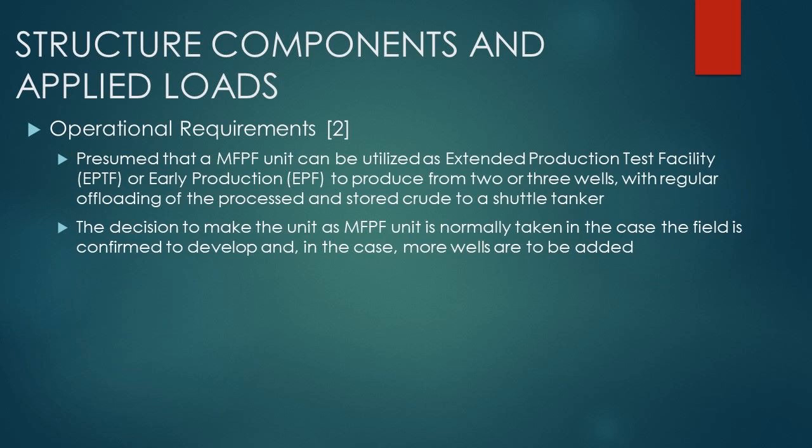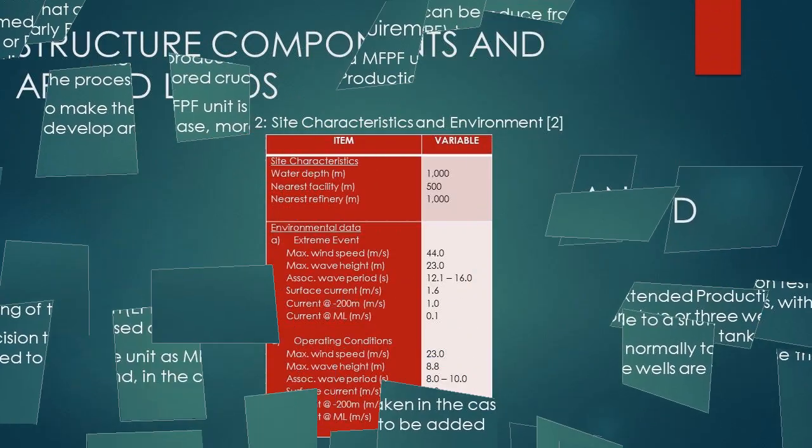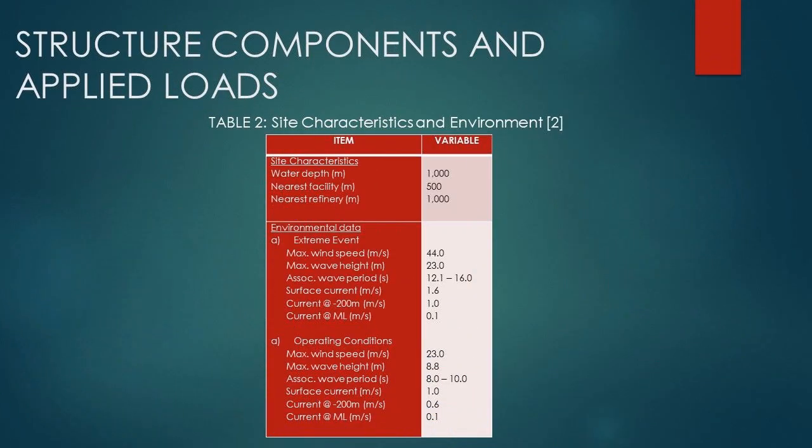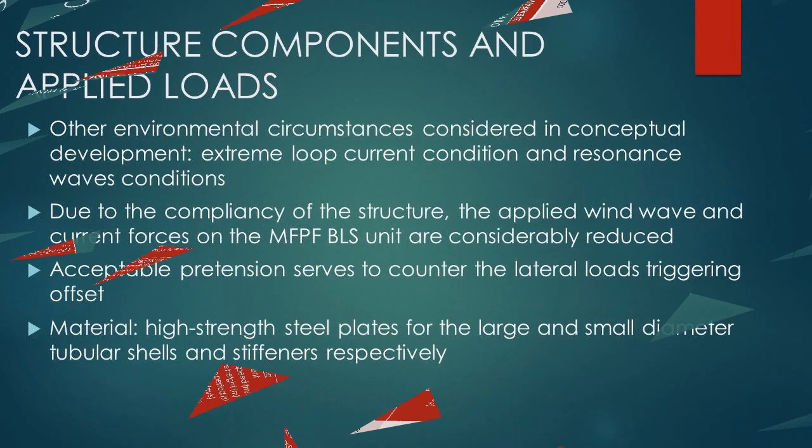Operational requirements. It is presumed that an MFPF unit can be utilized as an extended production test facility, EPTF, or early production facility, EPF, to produce from 2 or 3 wells, with regular offloading of the processed and stored crude to a shuttle tanker. The decision to make the unit an MFPF unit is normally taken in the case the field is confirmed to develop and, in that case, more wells are to be added. Table number 2 shows the site characteristics such as water depth, nearest facility and nearest refinery. Environmental data such as extreme event and operating conditions involved are also shown in this table.